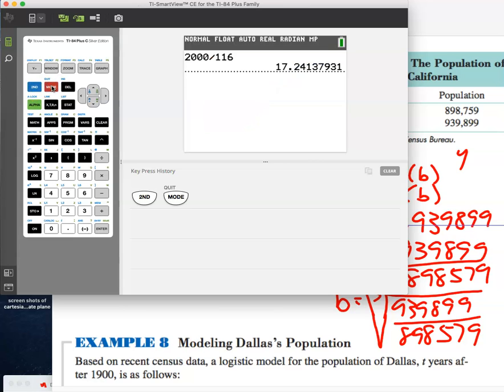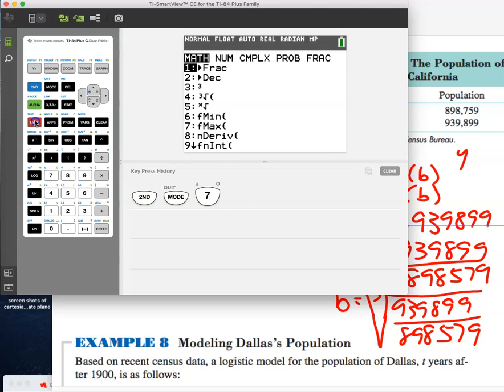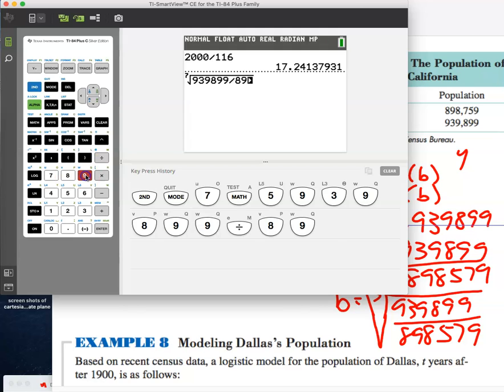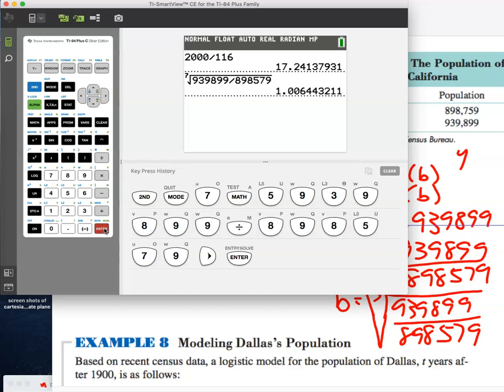So I'm going to get out of the graphing there. 7 math, and then I have to go down to number 5, 7th root of, and then we had that big monster, 939,899 divided by 898,579. Double check that I've got all those numbers in there right. And enter.